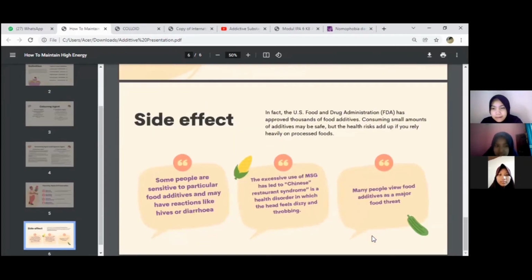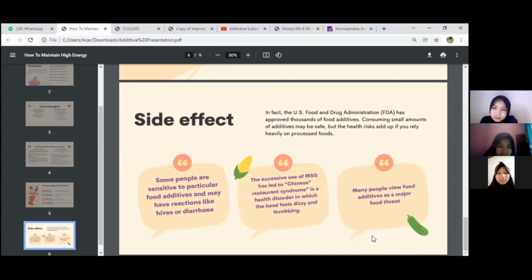Okay, maybe this is the last slide, which is about side effects. In fact, the U.S. Food and Drug Administration, or FDA, has approved dozens of food additives. Consuming small amounts of additives may be safe, but the health risks add up if you rely heavily on processed foods. So if we don't consume much additive, maybe it will be safe. But again, if we consume more additive, there is an effect, and maybe this is dangerous for us.